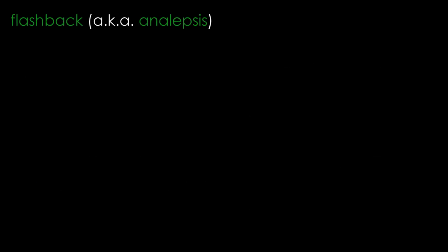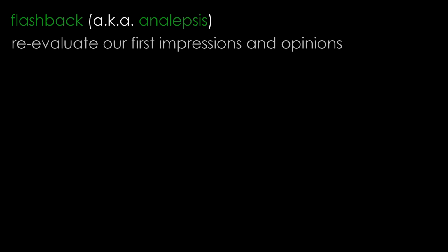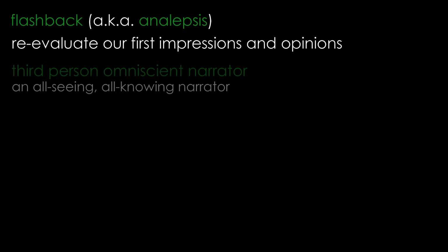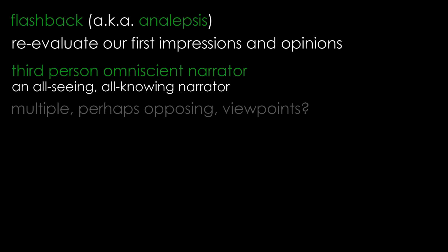Writers often use flashback as a technique to help us to better understand the current events or a character's motivation, as we re-evaluate our first impressions and opinions in light of this new information. Does the writer use a third-person omniscient narrator to describe events from multiple and perhaps opposing viewpoints?